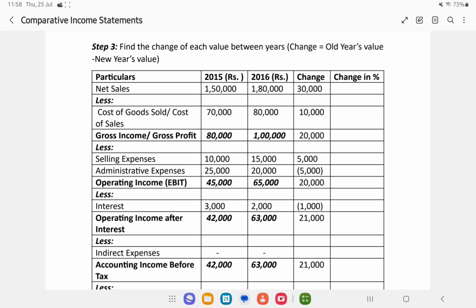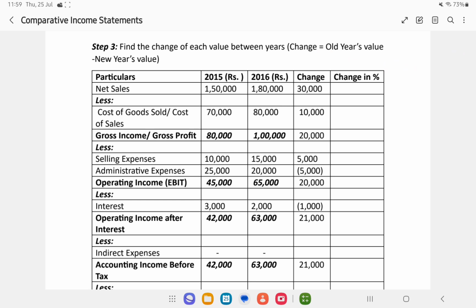See, for the first year, sorry, there's a mistake in this. It is not old year's value minus new year's value. Just take the difference. The new year's value will be taken first. Please note that new year's value will be taken first. Don't worry, with common sense we can know that. We need to know what increase or decrease has happened in the new year. So the formula is wrong here. The formula is change is equal to new year's value minus old year's value.